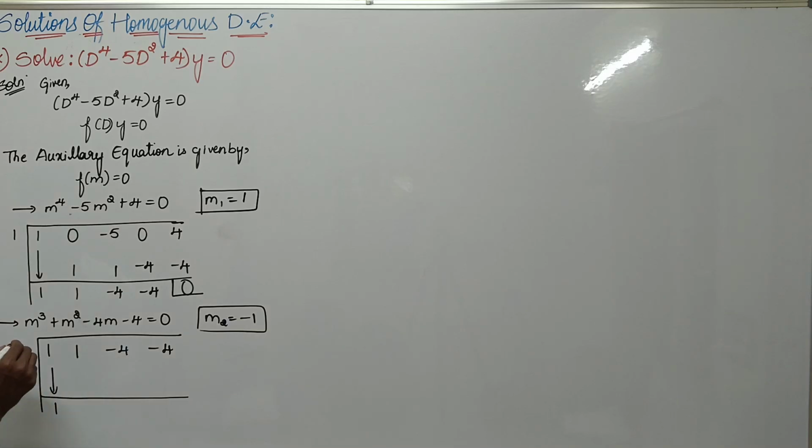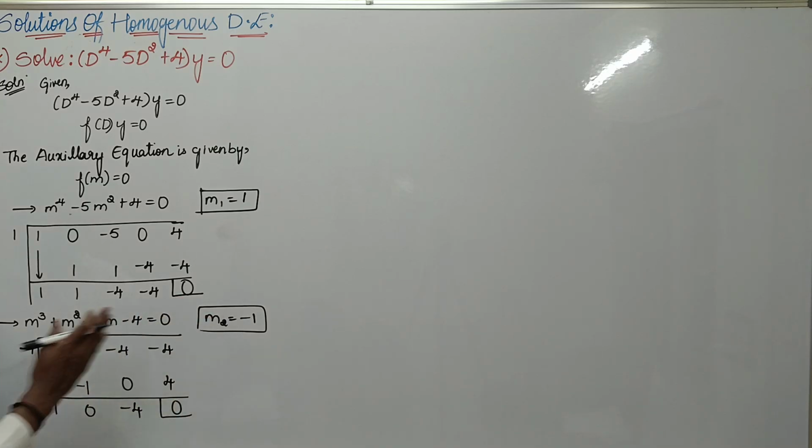Now represent the minus 1. Minus 1 into 1, minus 1. Plus 1, minus 1, you get 0. Minus 1 into 0 is 0. Minus 4 into minus 4 plus 0 is minus 4. Minus into minus plus 1 into 4 is 4. The last element you get 0. Always remember, if the last element is 0, the root is correct.